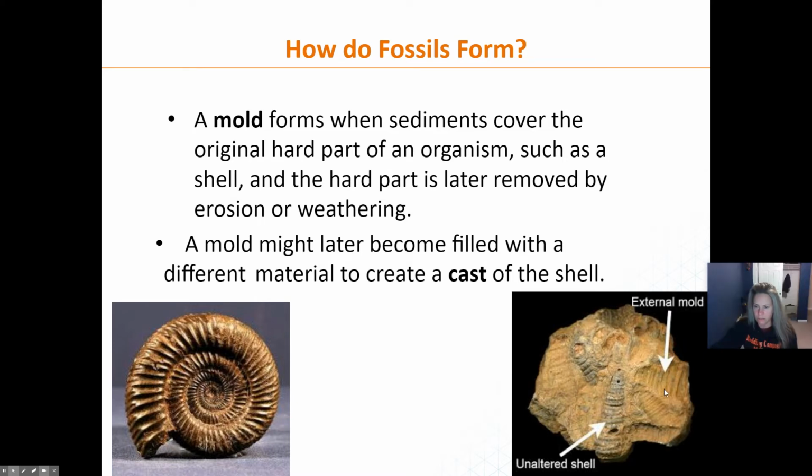So here you can see a mold. Think of a mold that you're going to make a cake with. It's like hollowed out, right? And then you pour the batter in, and what you get out of it is a cast. So a mold is like a hollowed out portion, and a cast is what would be formed from that mold.